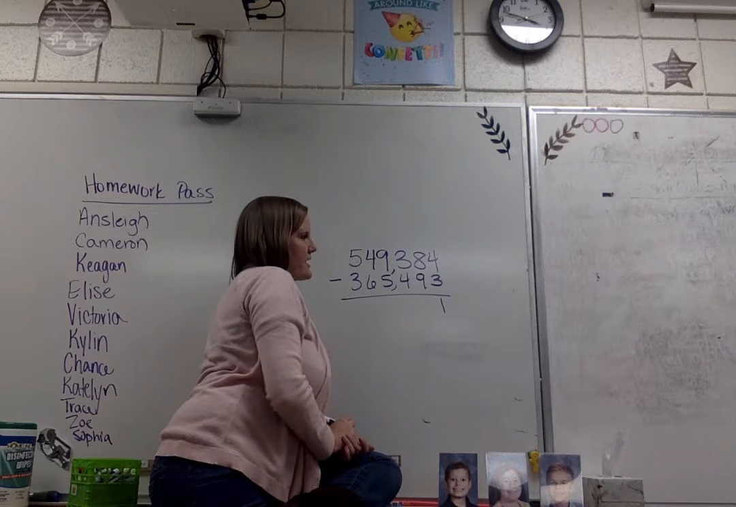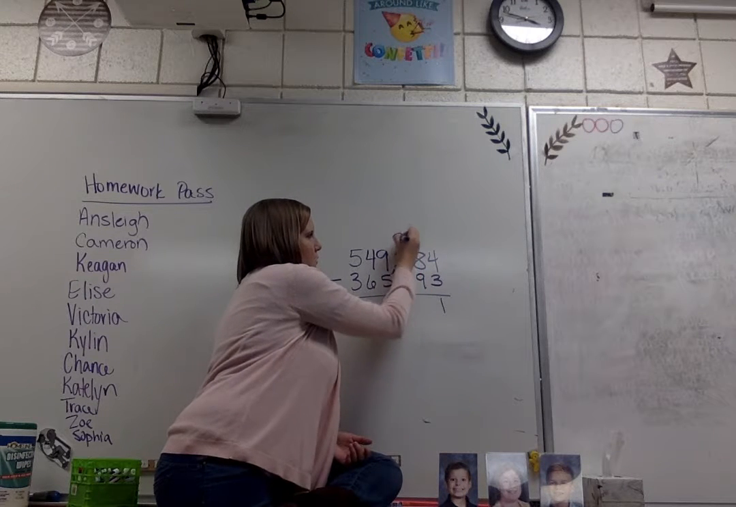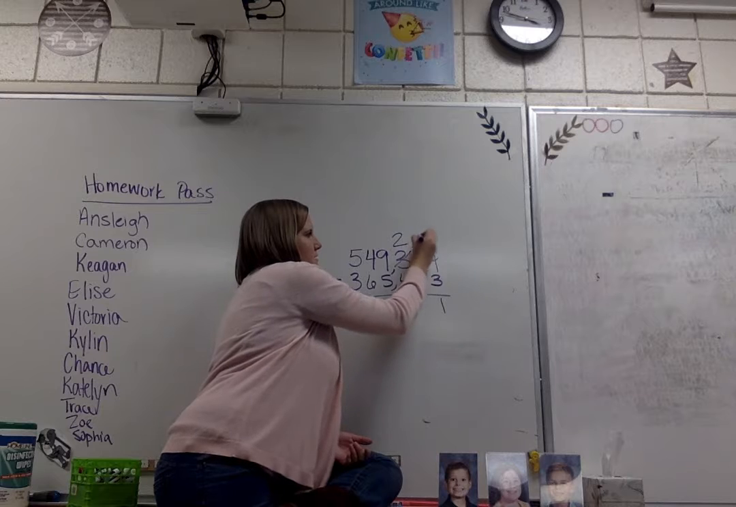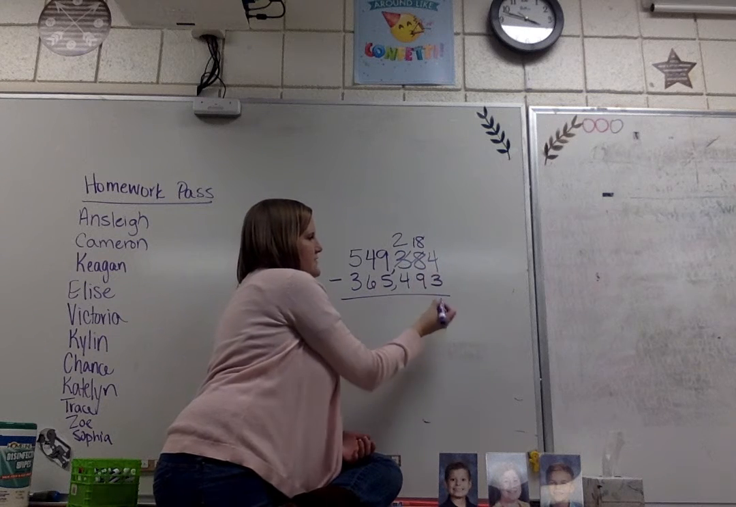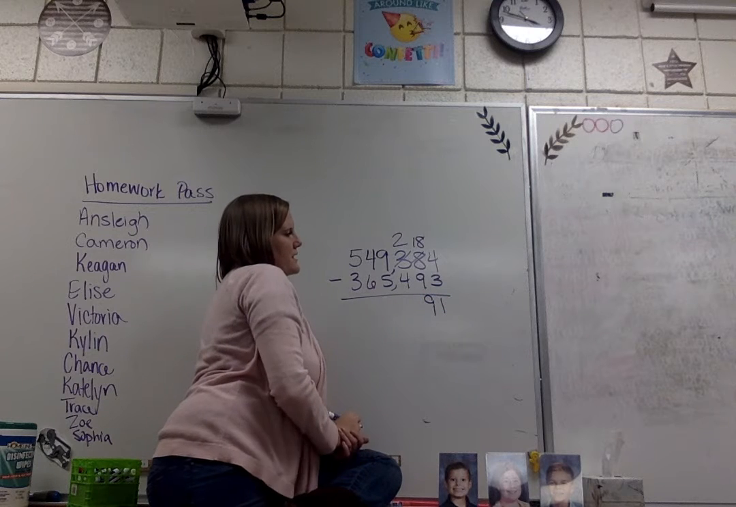8 minus 9 I cannot do, so I'm going to go to the hundreds, take 1 away, and give 10 to the tens. So now I have 18. 18 minus 9 is a difference of 9. So I put a 9 in the tens place.